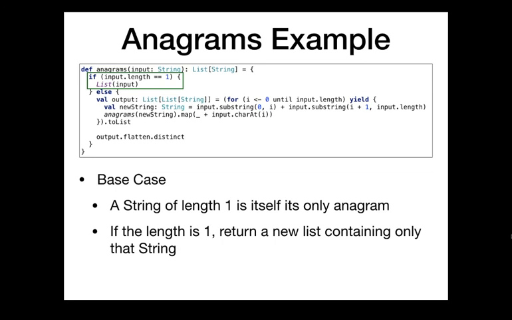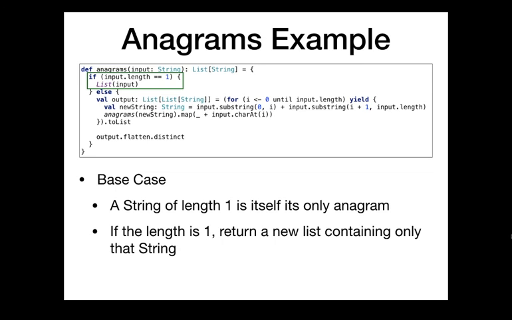So first, our base case, some trivial input-output behavior. Just a reminder, we're taking a string and returning a list of all the strings that can be made by rearranging the characters of that string. So we want to compute every anagram of that input string. If the input string is of length 1, there's no way we can rearrange the characters of that string in any other way. It is itself its only anagram. So throw it in a list and return that list.